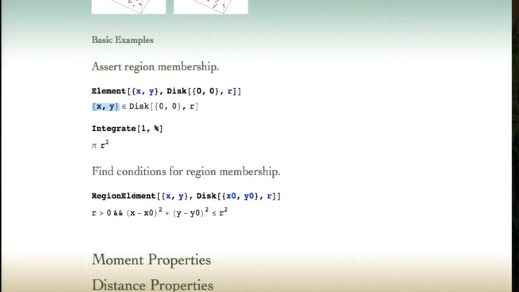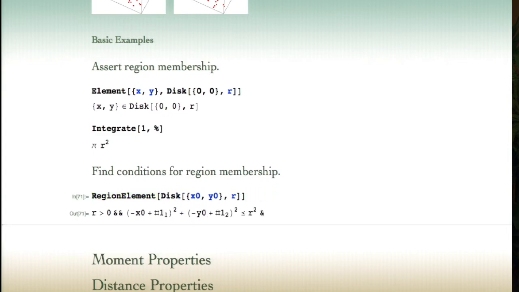Now, we have another function, RegionElement, which is like Element, except it actually does produce a condition that guarantees membership. Also, I can have a one-argument form of this, in which case you will get an element function, a function that you can apply repeatedly, fast. This is particularly useful for these big mesh objects where you want some fast membership testing.